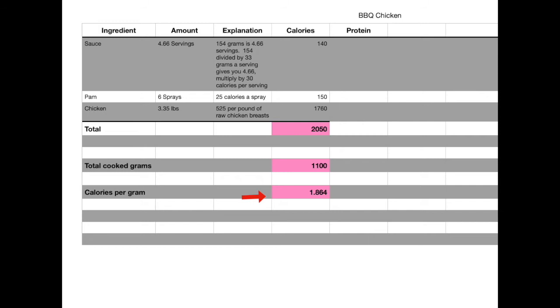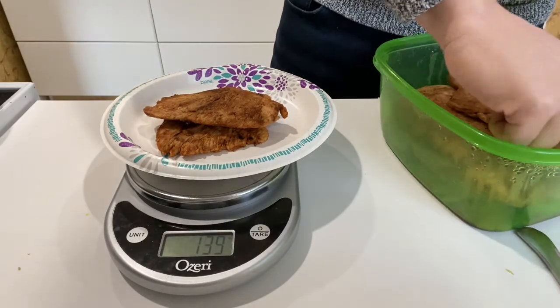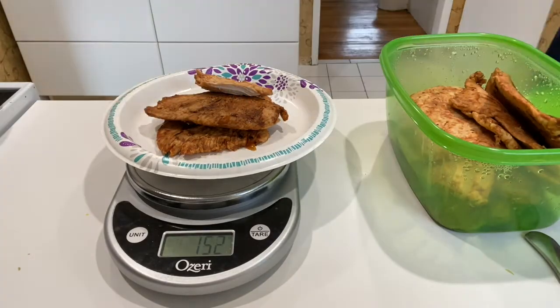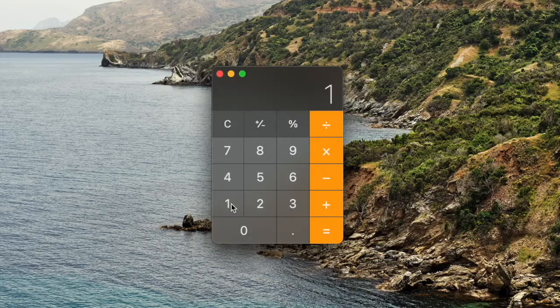So now I'm going to show you in any meal you make, you weigh out your chicken just like this, and you just have to multiply it by 1.86 because you did your calculation already. So I'm going to show you on the calculator, 152 grams of chicken I just used times 1.86 calories per gram, and we can see we got 282 calories of chicken.